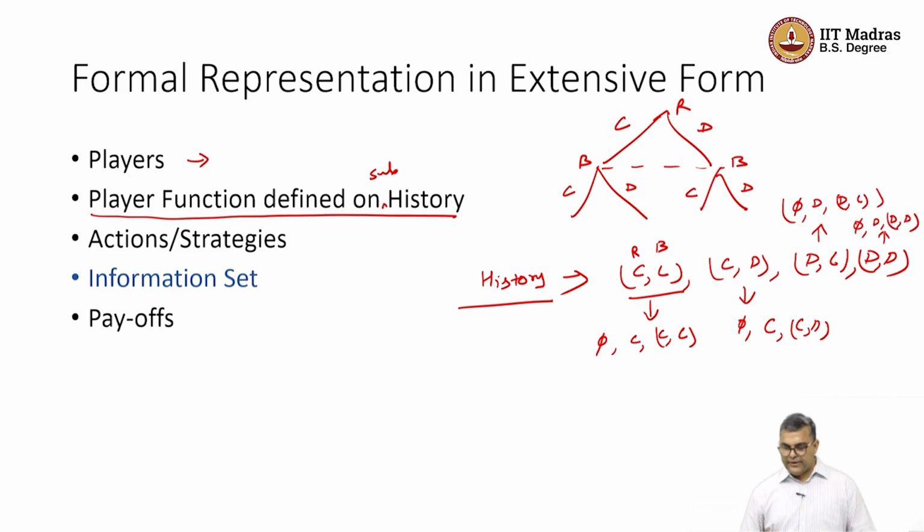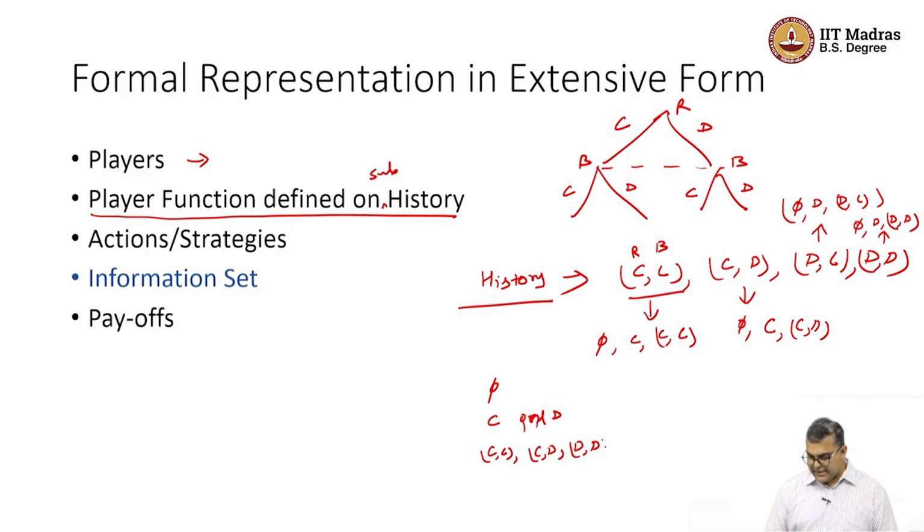So basically we need to define the player function at phi, then we need to define the player function at C or D, and then we need to define the player function at C comma C, C comma D, D comma D and D comma C. One thing we should say is that we do not need to define this, because here the game is ending, so we are not going to define it. So we can modify this: the player function is defined on proper sub-histories.